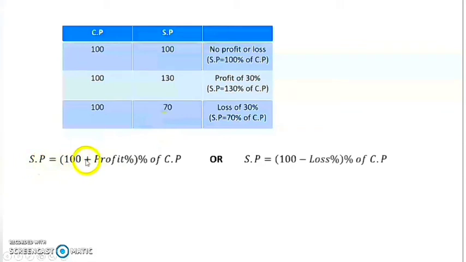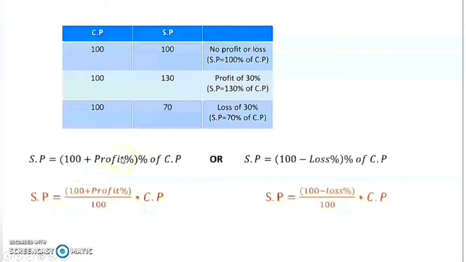SP equal to 100 plus profit percent of CP, or if there is a loss, then SP equal to 100 minus loss percentage of CP. Now, this formula will be used whenever you are asked to find SP and you are given the profit percentage and CP. Then you can very well find SP by using one of the above formulas. Now, this will be SP in terms of percentage.